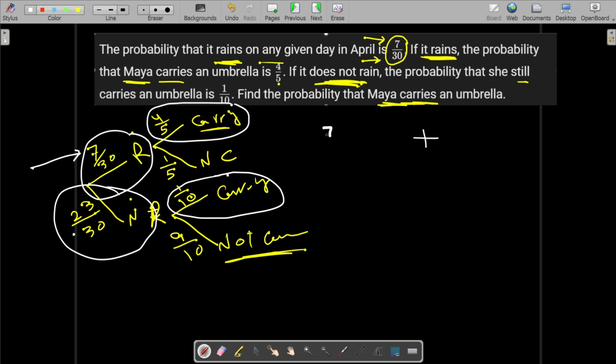So that's 7 over 30 for raining, and carrying umbrella, which is 4 over 5, plus not raining and carrying umbrella, which is 23 over 30, multiply carrying umbrella in this case, which is 1 over 10. Here you will do the calculations. It's going to be 79 over 300, and please, no need to write it as a recurring decimal or any of that. Just keep it as a fraction in simplest form.